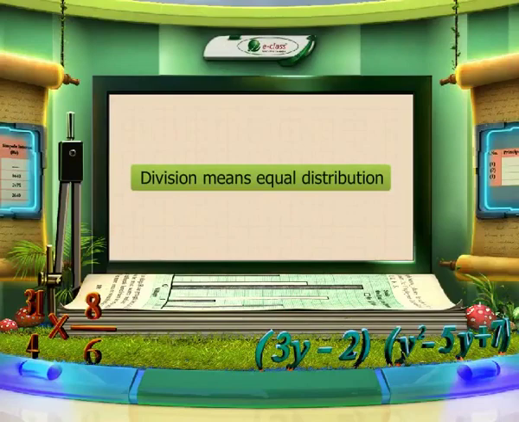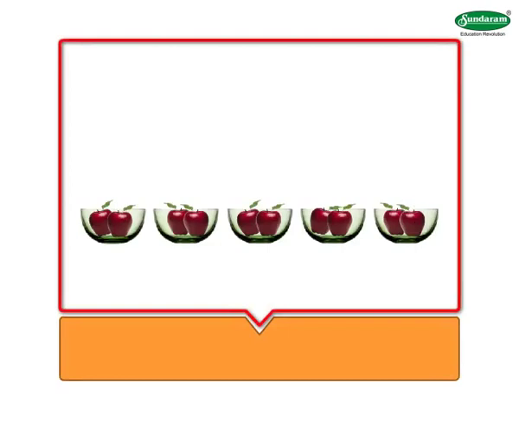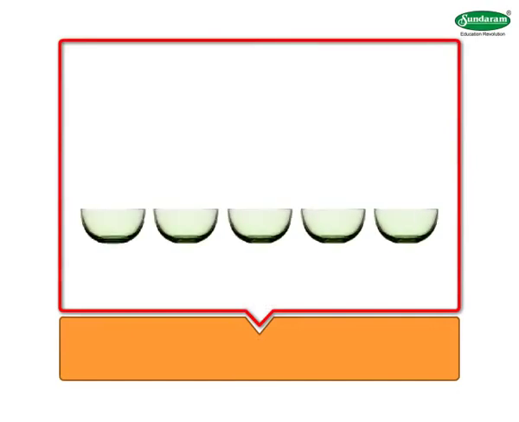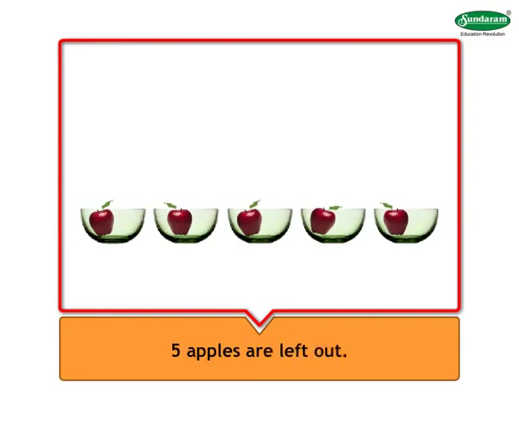Division means equal distribution. Look at this example. In all, there are 10 apples. Now, we are going to divide these 10 apples among 5 persons. So, let's first distribute 1 apple each. So, 5 apples are given and 5 apples are left out.